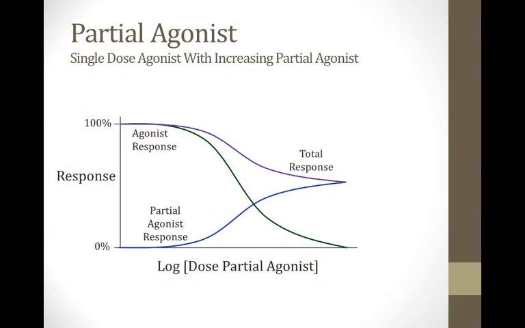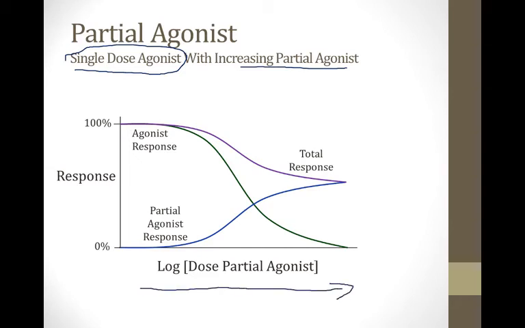Now let's look at the second confusing graph that's often shown in association with partial agonists. And once again, this graph describes a single dose of the agonist with increasing dosages of the partial agonist. So once again, we've got increasing dosages of the partial agonist along the x-axis. But this time on the y-axis, instead of the percent of the receptors bound, we have the clinical response. Also different on this graph is that we have three different lines.